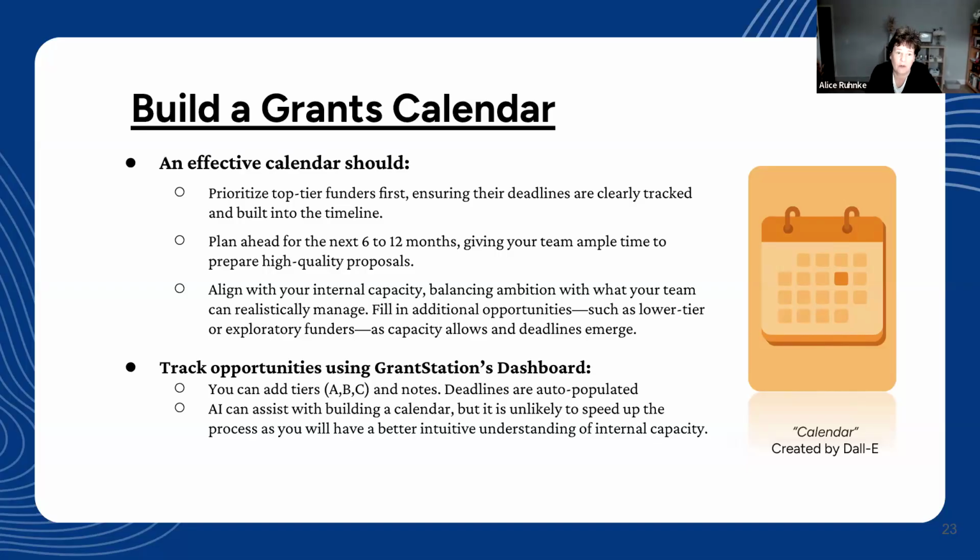Also, if you do have a GrantStation membership, you can also use your dashboard to track your leads list. So you can prioritize those in your dashboard and say, these are my A funders. The deadlines auto-populate for you, and that sort of thing. And we're working on more ability to connect with your calendar. We're not quite there yet from our dashboard to your calendar, but it's something that we're working on in the next round of improvements so that would help you build your calendar even quicker.